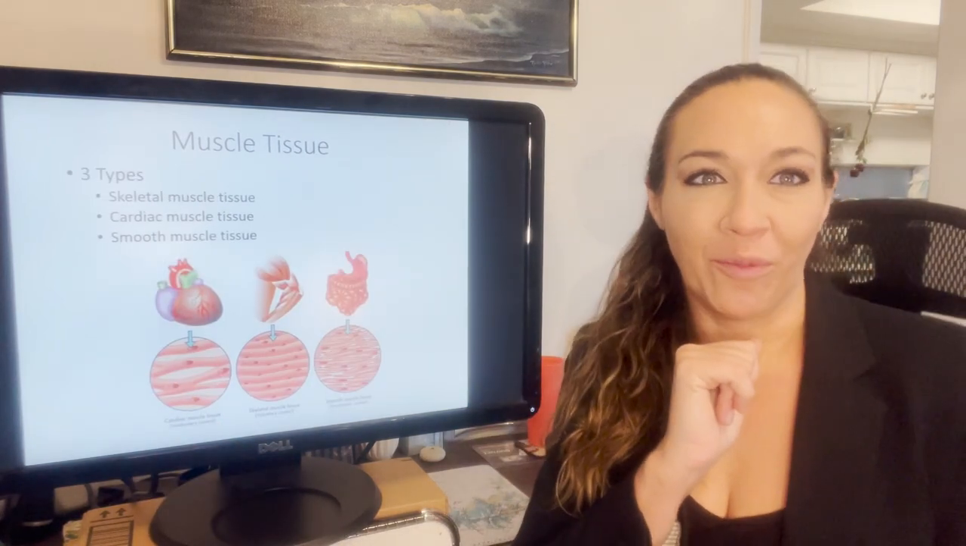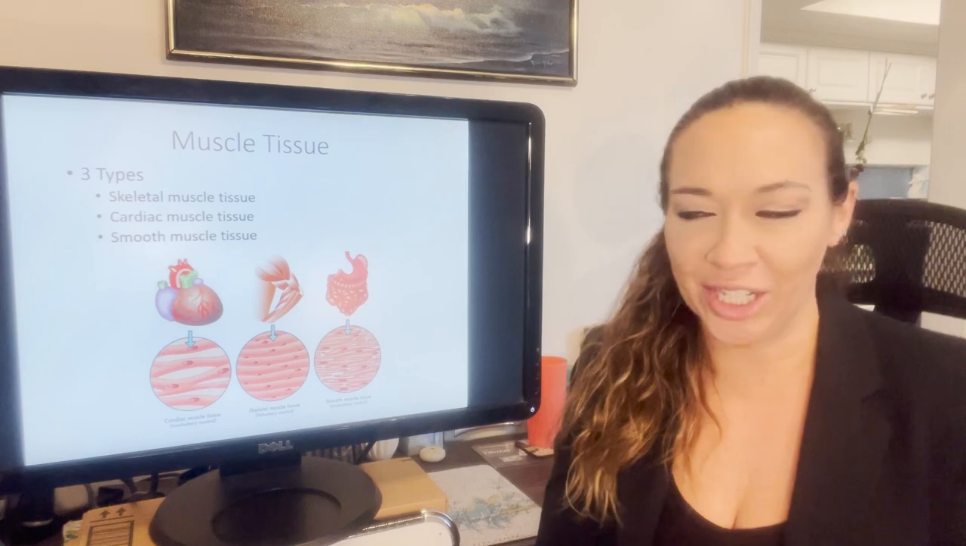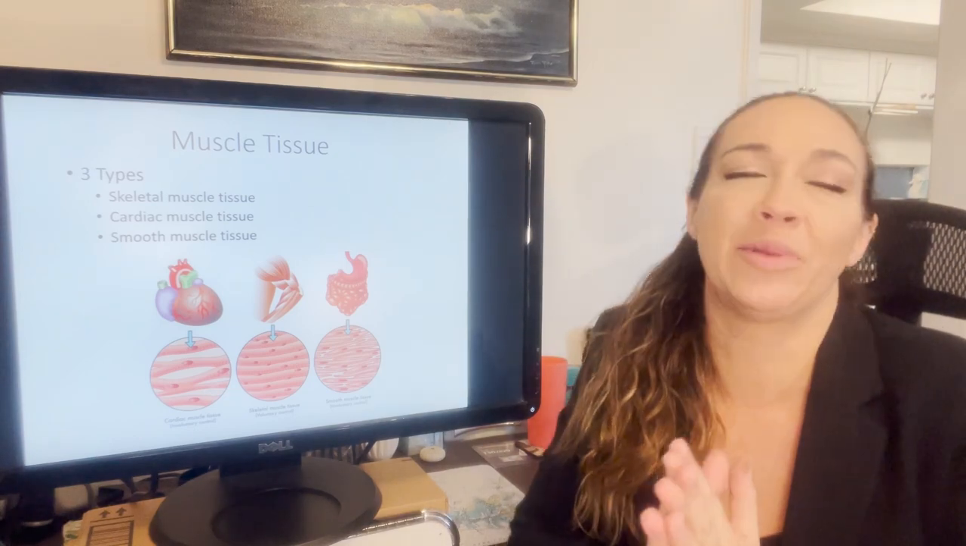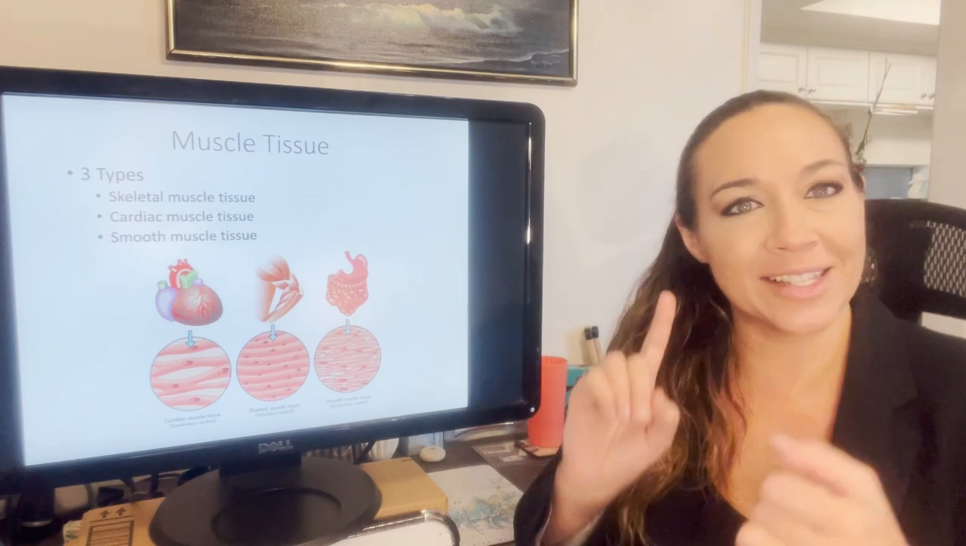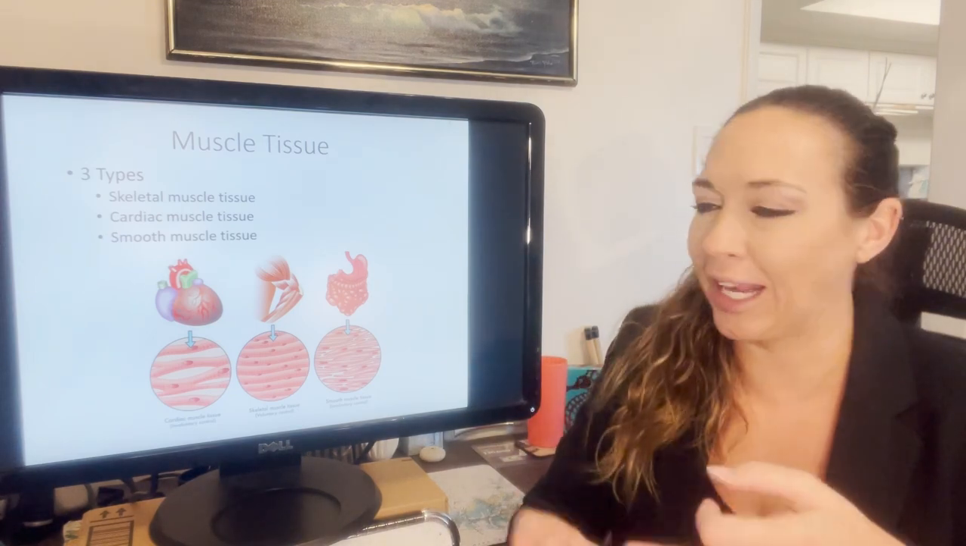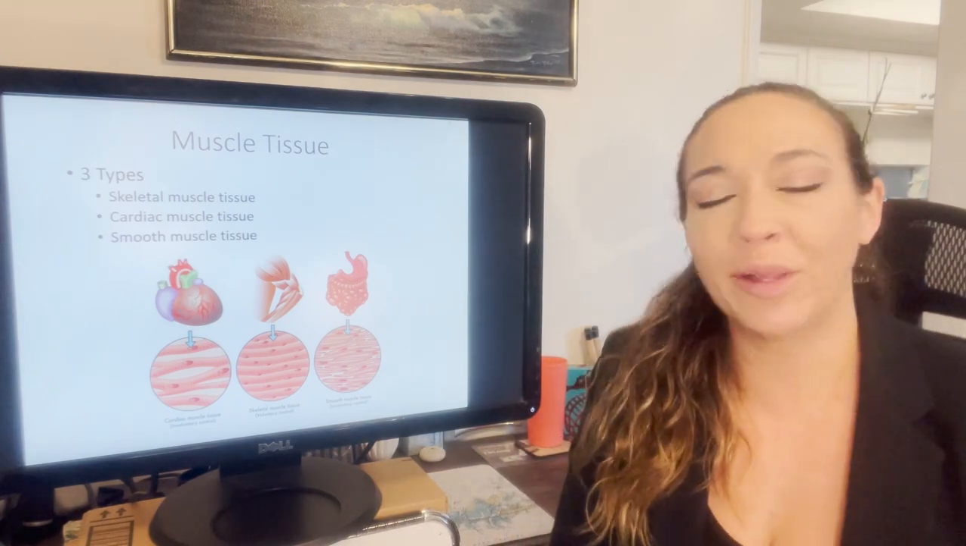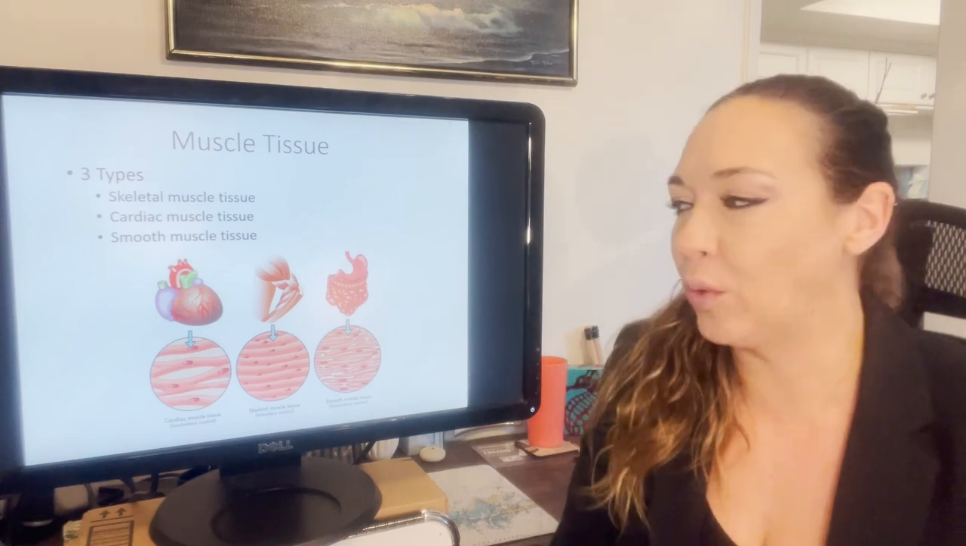What we're moving on to next is muscle tissue. Muscle tissue is the last type that we're going to be talking about today. There are three different types: skeletal, cardiac, and smooth muscle. And we're going to be learning about each one of them and where they're located.